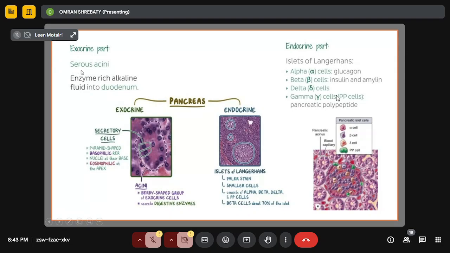Regarding the serous acini for the digestive enzymes, what are they? Berry-shaped groups of exocrine cells secreting the digestive enzymes. They are basophilic with round nuclei at the base of the cell. Histologically, we can identify the exocrine part by looking at the shape under the microscope. It's going to appear with nuclei at the base and eosinophilic at the what? At the apex of the cells itself.